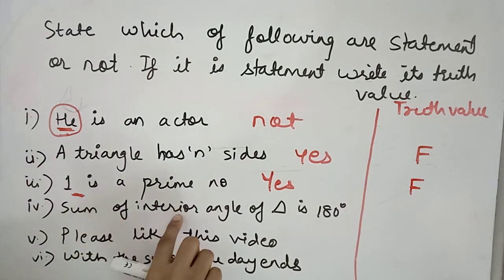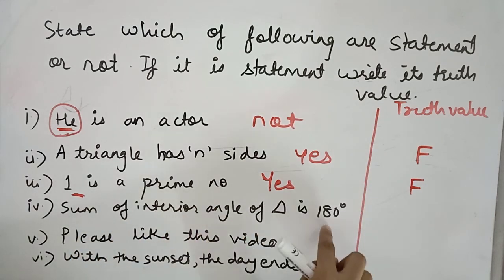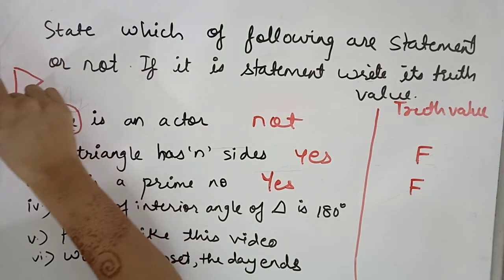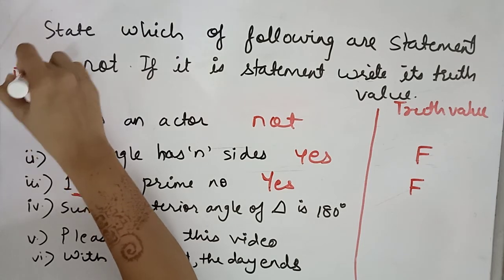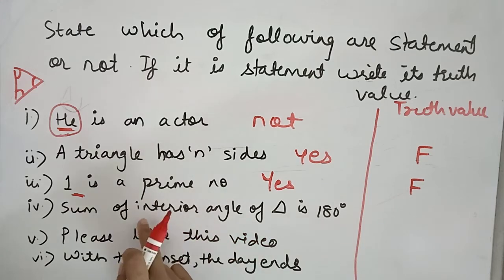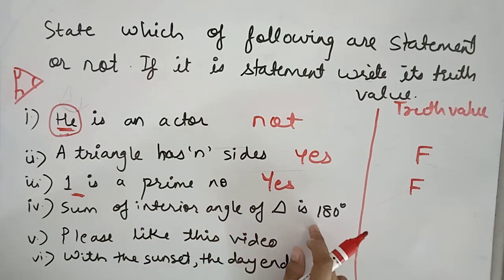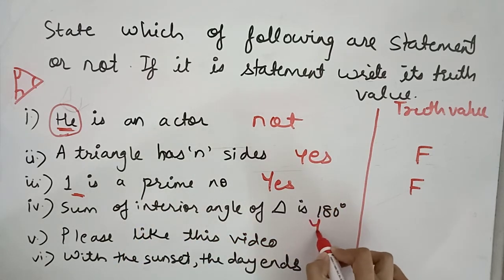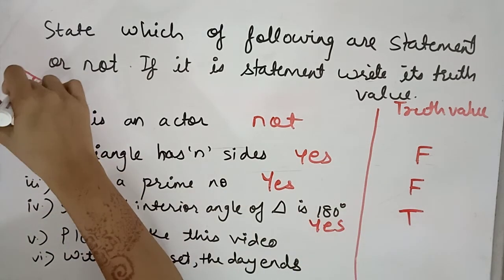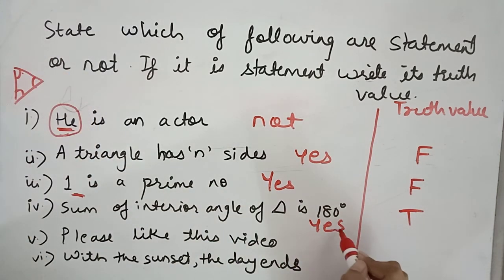Now sum of interior angles of a triangle is 180 degrees. It is declaring that the sum of interior angles is 180 degrees. So this will be a statement and its truth value is true because we know the sum of all the angles of a triangle is 180 degrees. So the truth value will be true.